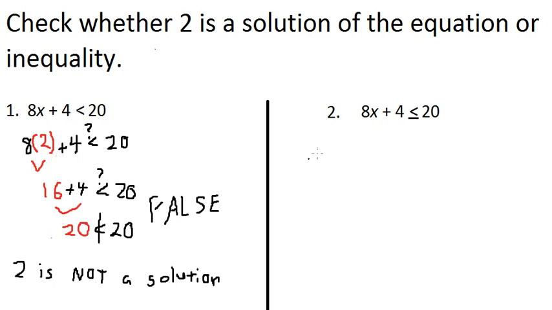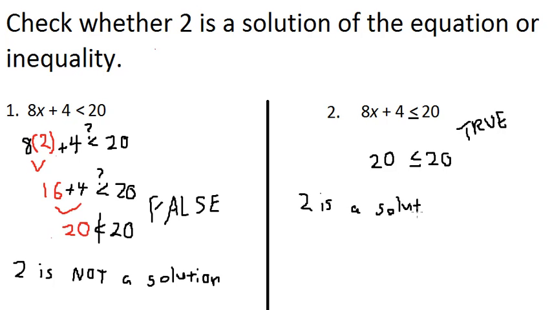And so let's go ahead and just jump to this last step. We know that when we plug 2 in, we're going to end up with 20 is less than or equal to 20. Now this time, since we have that or equal to there, we're fine because 20 does equal 20. And so that's okay in this instance, and so we would say that this is true, and therefore our answer would be 2 is a solution.